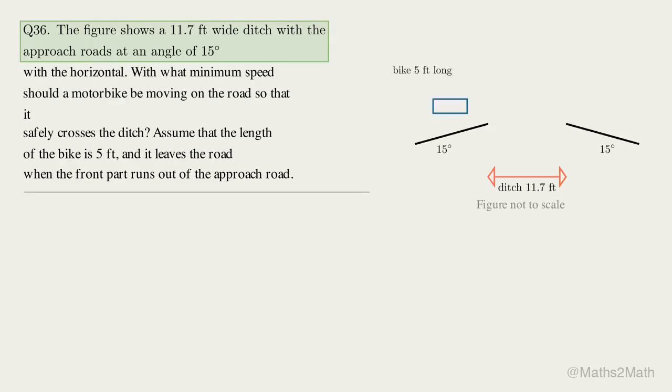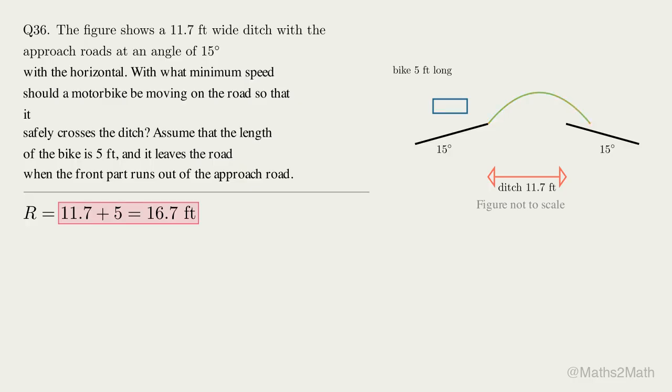Question 36. A ditch 11.7 feet wide has approach roads at 15 degrees. A 5-foot bike leaves the road when its front runs out. What minimum speed crosses it safely? What does this mean? The bike is a projectile launched at 15 degrees. It must span the ditch plus its own length. Since the bike leaves when its front runs out, the rear must clear too. The needed range is 11.7 plus 5, which is 16.7 feet.